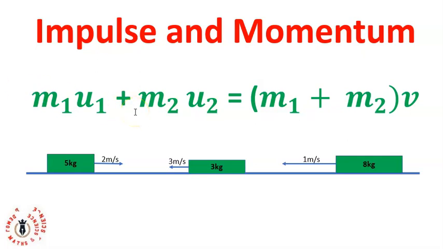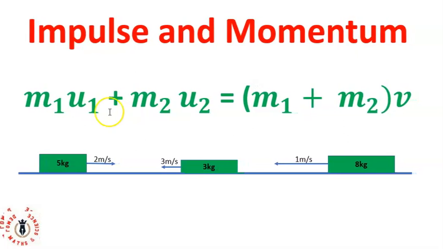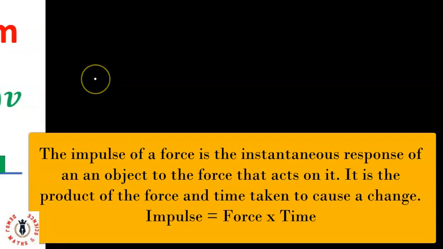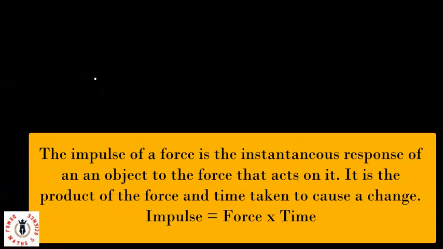In this lesson, we'll take another physics class and we'll see impulse and momentum. At the end of this class, we'll take an example to help us understand the concept of momentum and impulse better. Now, let's see the concept of impulse. The impulse of a force is the instantaneous response of an object to a force.